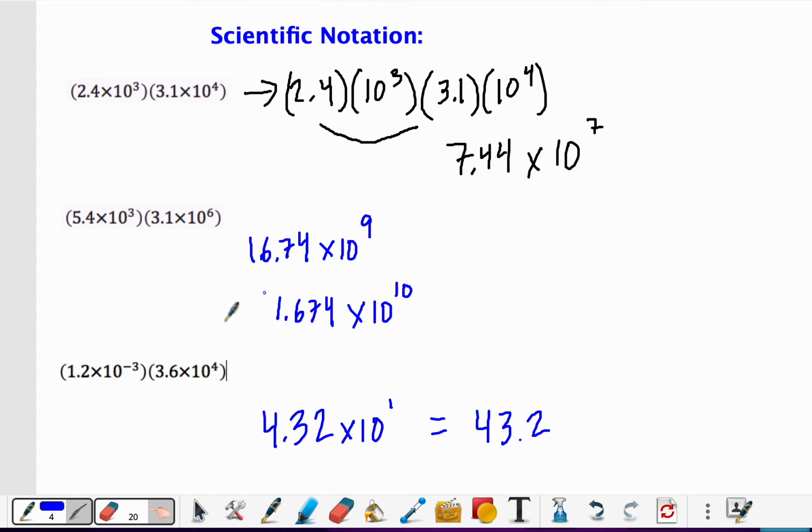So that does wrap us up for 5.1. A lot of properties today. It's a lot of just simplifying, simplifying, simplifying. So hopefully you'll get good practice in the homework on all that.